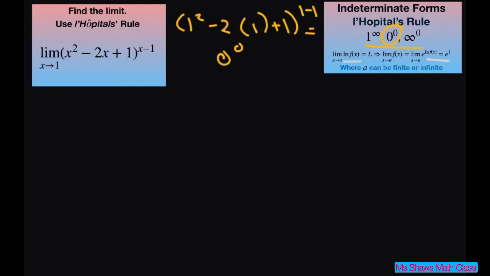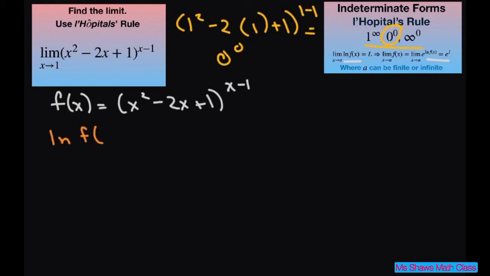So what we want to do is let f of x equal (x squared minus 2x plus 1) to the power of x minus 1. Now we're going to take the natural log of both sides of the equation. Bring this power down in front here.